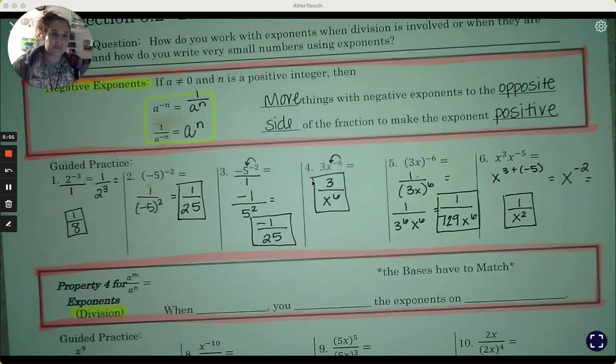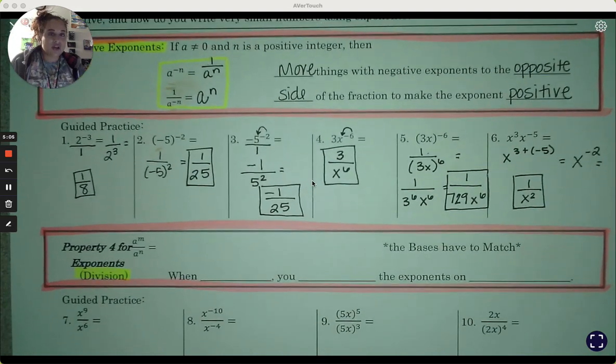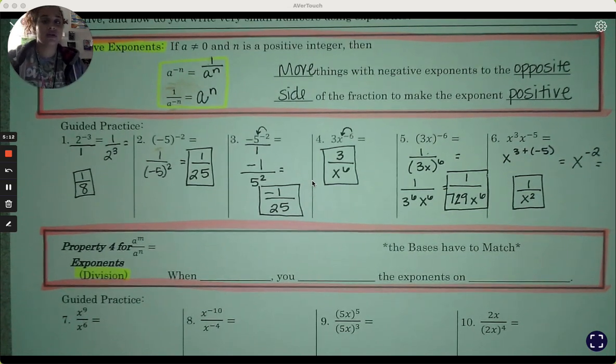Okay? So that's the main gist with negative exponents. So we can't actually have a negative exponent, so our goal is to always make it positive. So if that means flipping it from one side of the fraction to the other, then that's what we have to do.